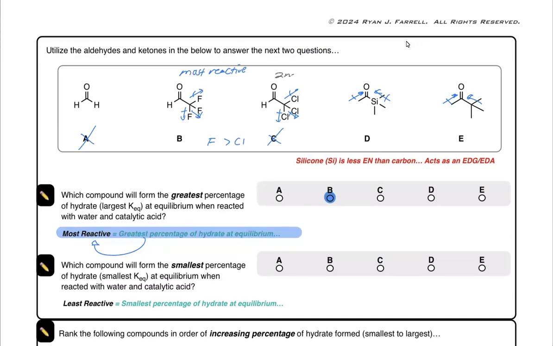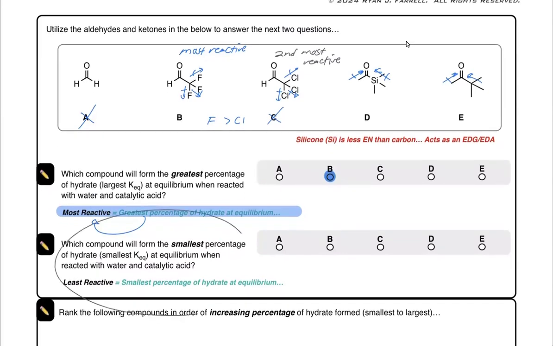I would say that the second most reactive would be compound C. So that would form the second highest KEQ, second largest KEQ. Then if we go to the next question, it's asking which of those compounds will form the smallest percentage of hydrate, smallest KEQ. There we'd be looking for the least reactive carbonyl, because the least reactive would form the least stable hydrate, therefore it would form to the smallest degree.